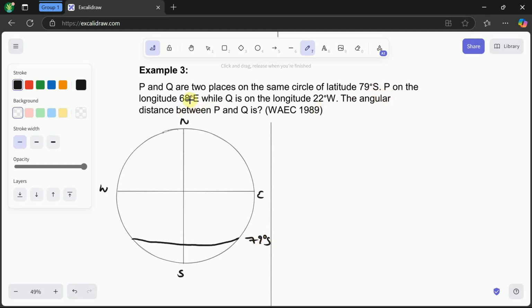P is 68 degrees east, that's the line of longitude. So on the east, this is 0 to 180. So 68 degrees is somewhere, let's just say somewhere like this. Great. It's very hard to draw these lines when you're using a graphic pen. So this point P is 68 degrees east, and Q is 22 degrees west. So 0 to 180, 22 degrees will just be somewhere here. So let me just draw this. So this point here is my point Q. Great. And this is 22 degrees west.